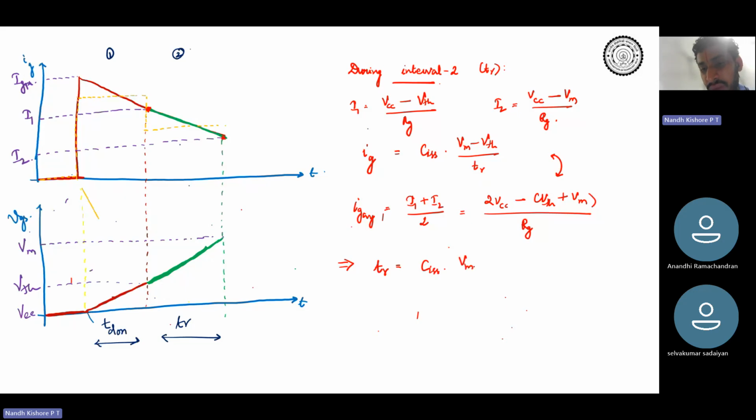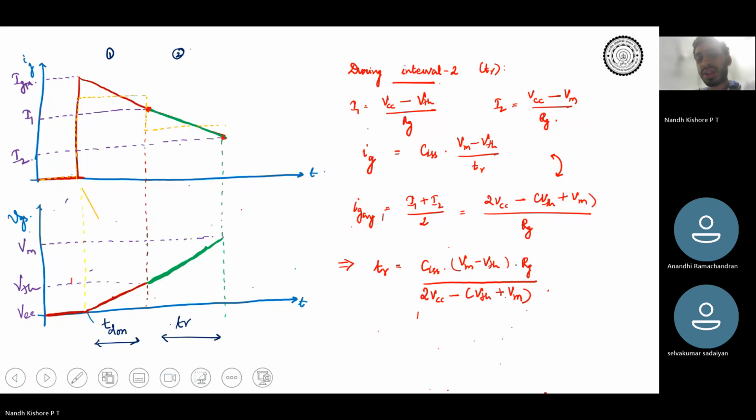CISS into Vm minus Vth into Rg divided by 2 VCC minus V threshold plus Vm. Is it correct? Oh, sorry. I think I missed a factor, right? I1 plus I2 by 2. So 2 Rg. Right? So 2 Rg into 2 Rg. Do you agree with this? Is this fine?